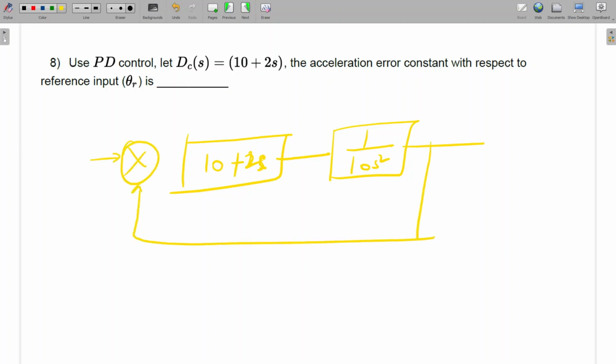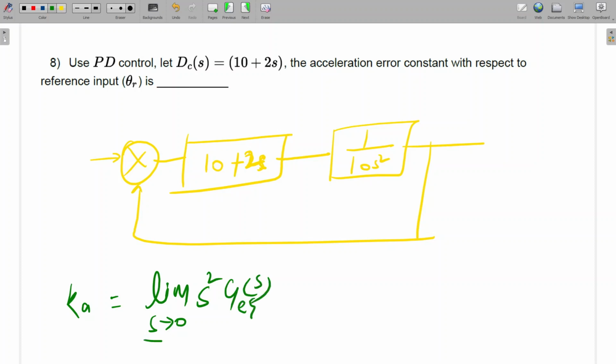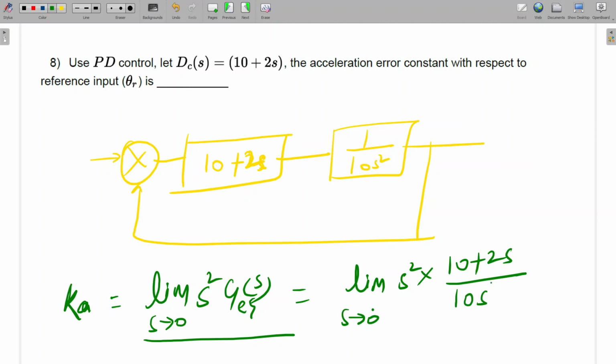What is the acceleration constant? Can anyone tell? What is the acceleration constant, Ka value? Ka is equal to limit s tends to 0 of s square into G equivalent of s. Correct? This is the acceleration constant. So what is G equivalent here? That will be 10 plus 2s by 10 s square. Equal to limit s tends to 0 of s square into 10 plus 2s divided by 10 s square. So s square will be cancelled. So what will be the value? This is 0, 10 by 10, it will be equal to 1. Correct?